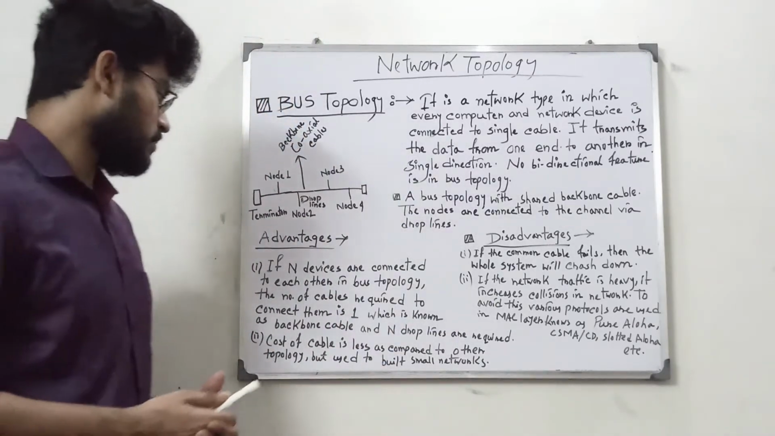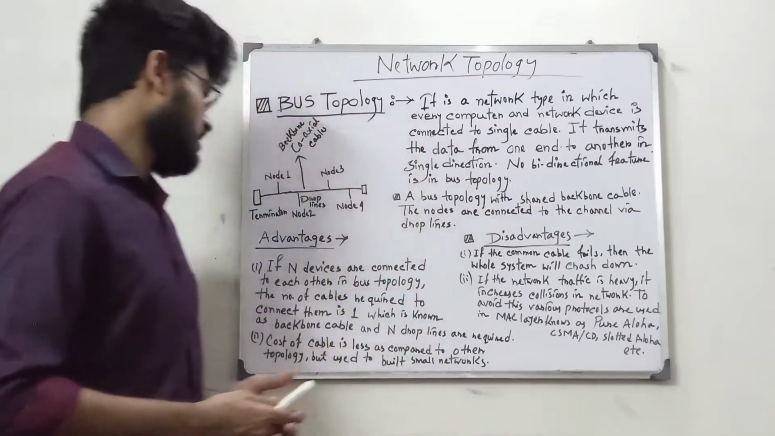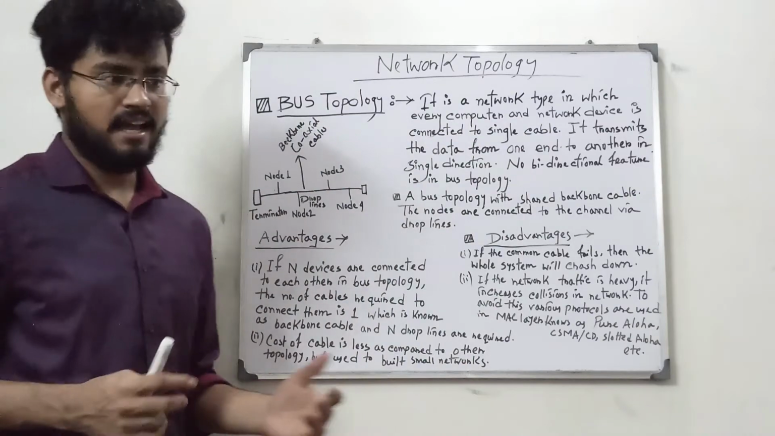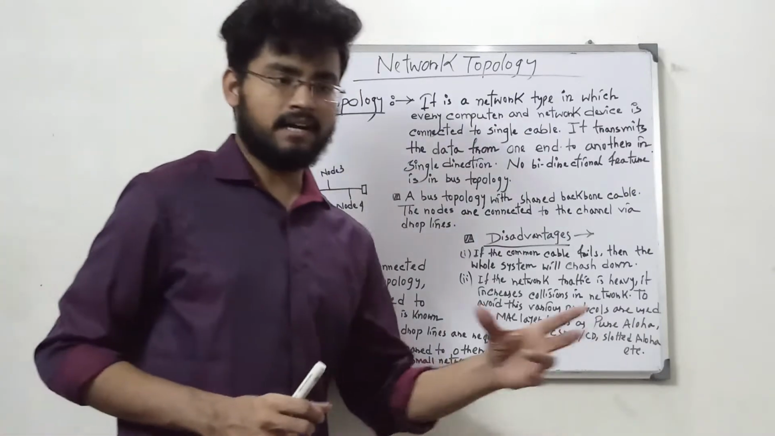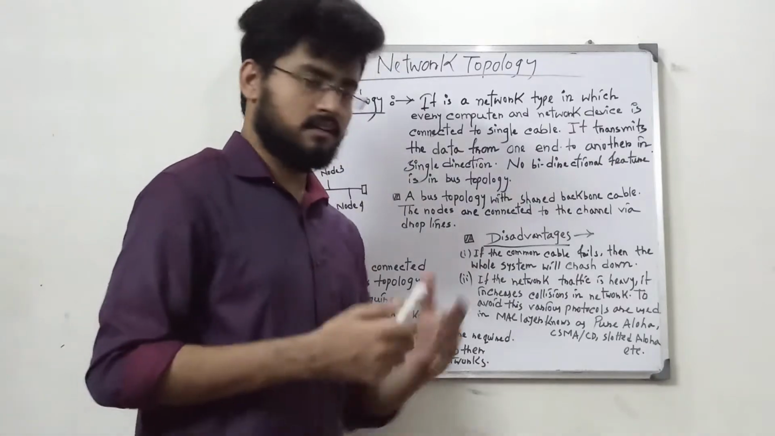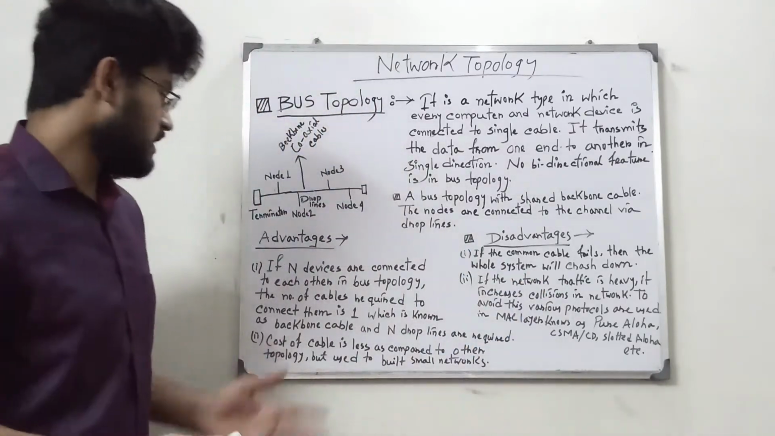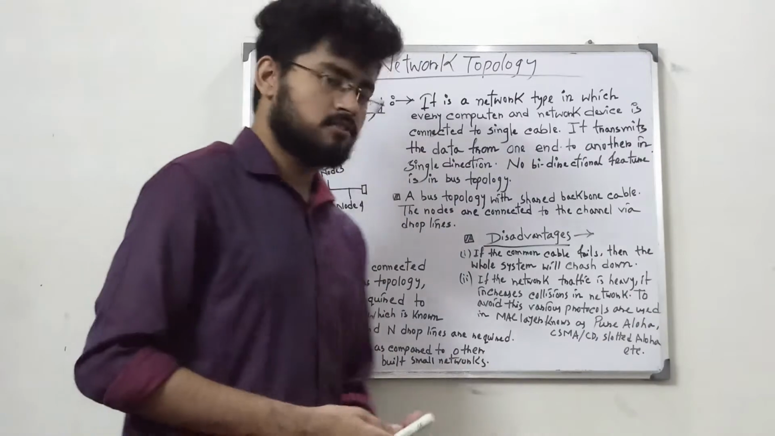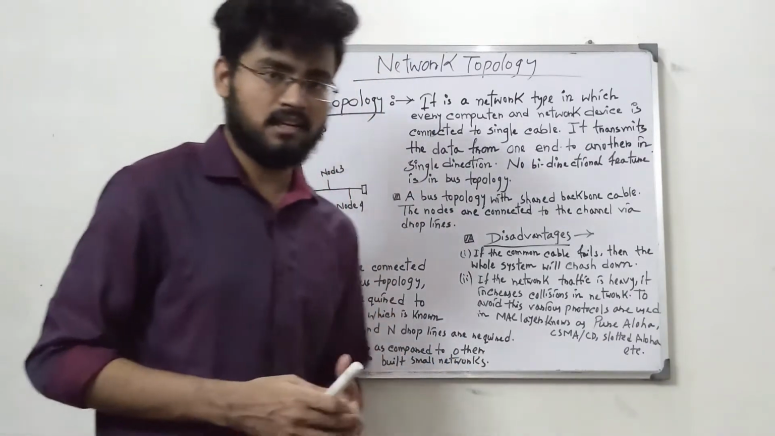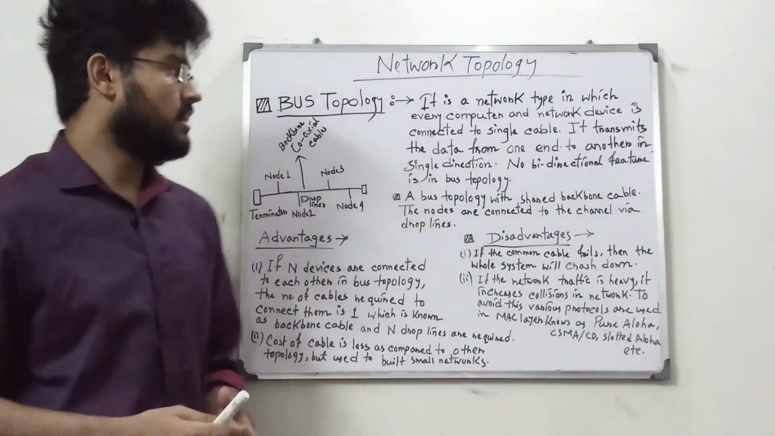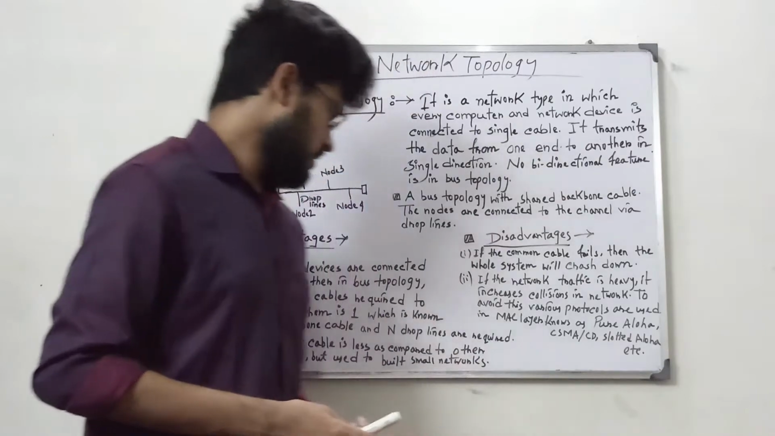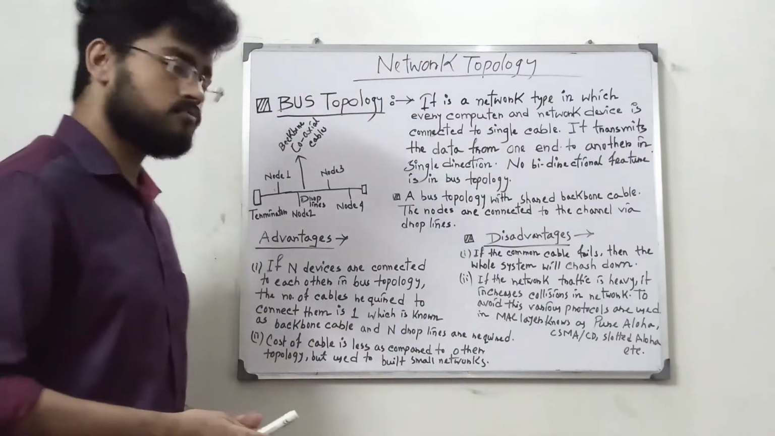Second, the cost of cable is less compared to other topologies, because only one cable is required to connect all the computers, and the drop lines are required to connect the nodes to the coaxial cable. So the cost will obviously be very low with respect to the other topologies. It is basically used to build small networks. For large networks with a large number of computers and nodes, it will not be useful enough. So it will only be used to build small networks.